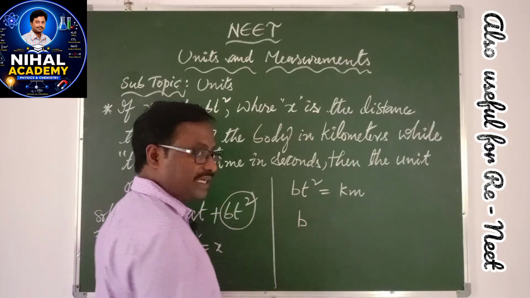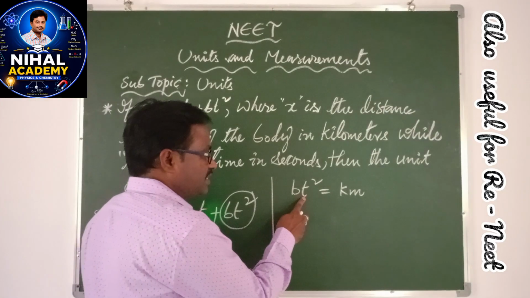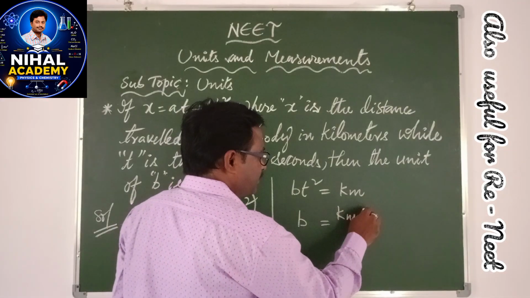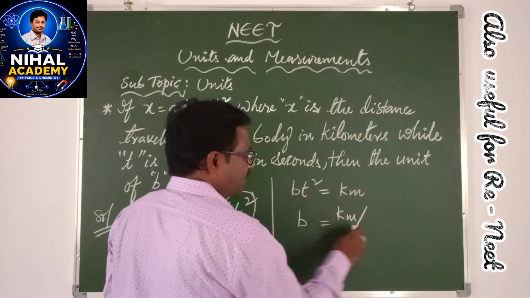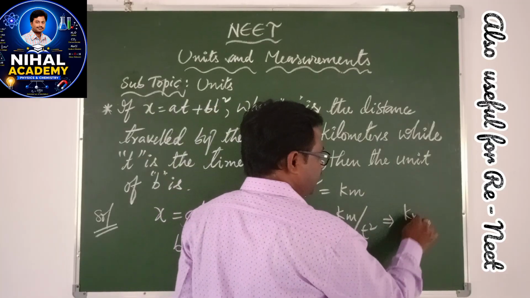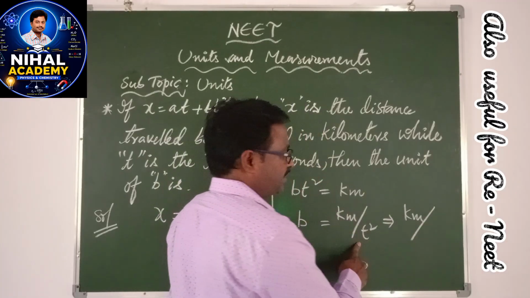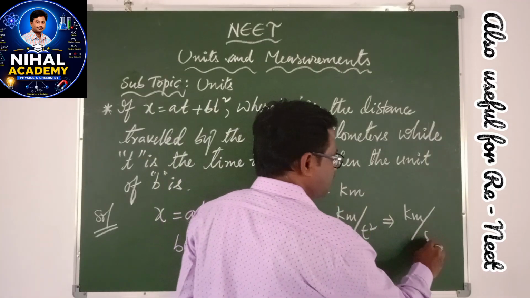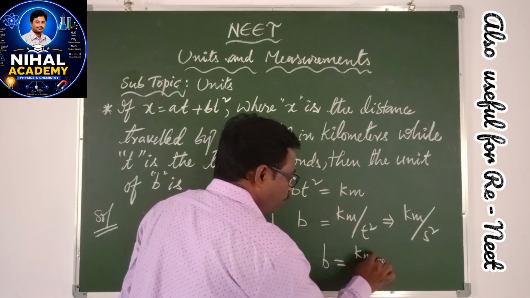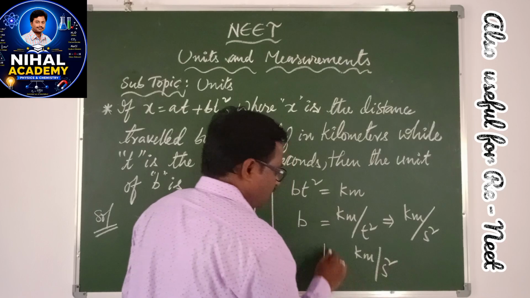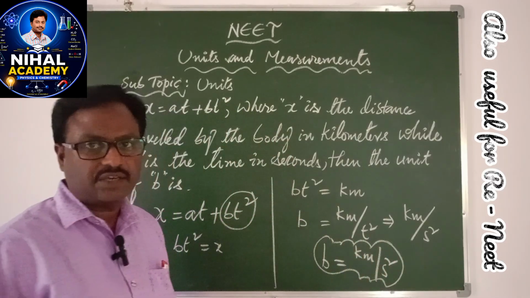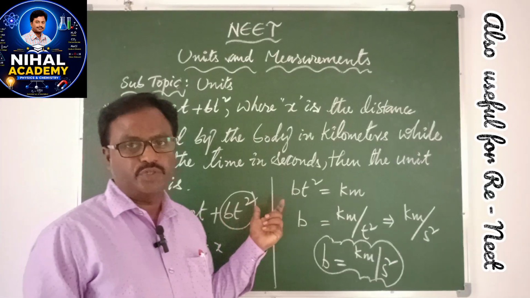So we have to calculate the unit of B, then we'll send the T square to the other side. It is equal to kilometer by T square. T is the time in seconds, so it is equal to second square. So the unit of B is equal to kilometer per second square. So this is the unit of B. So we can derive the units when the equations are given by using the principle of homogeneity.